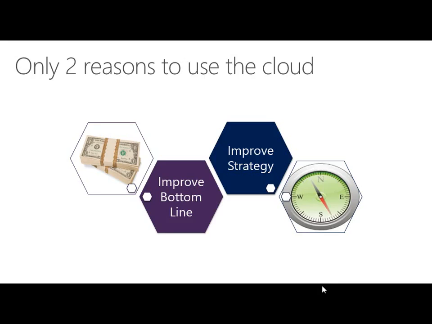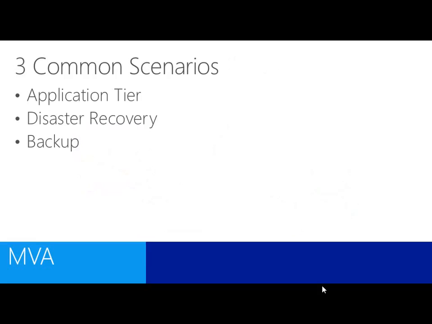So when you look at the reasons to use the cloud, and even the reason to use hybrid clouding, it's really two things: to help you save money, or improve the strategy, or enable a strategy inside your company that you couldn't do otherwise. When we think about this, there are three common scenarios that we're seeing at Microsoft that allow people to use the cloud.